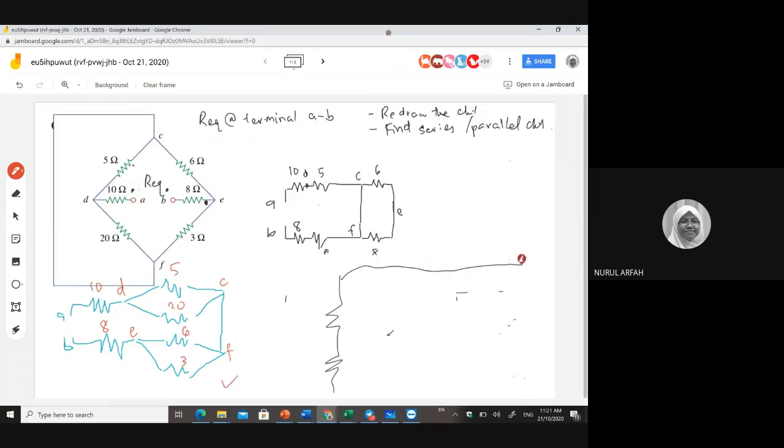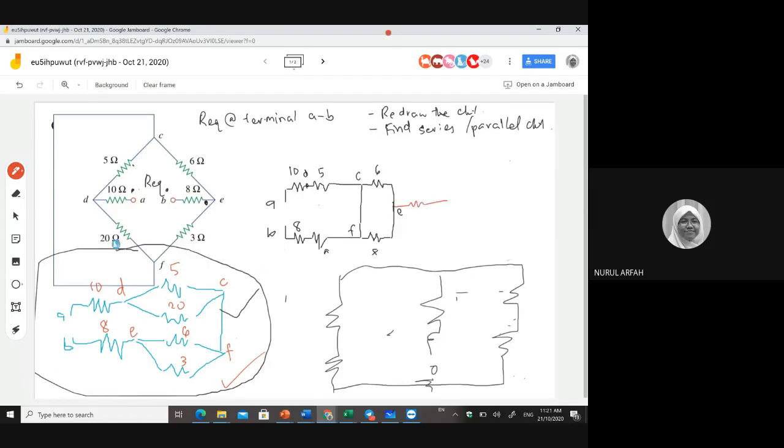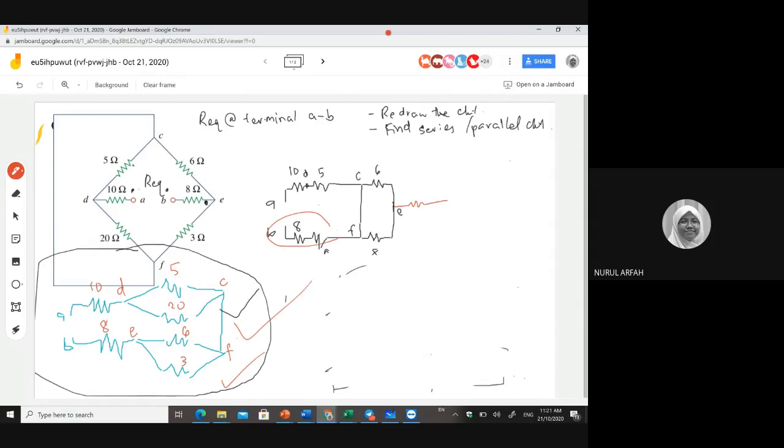Do you agree with this one, brothers and sisters? Yes. Okay, good. Now, which one is in parallel? Which one is in series? This one wrong because you still need some 8 there. So this part confusing. Okay. Can someone highlight which one is in series and which one is in parallel? Maybe parallel first.